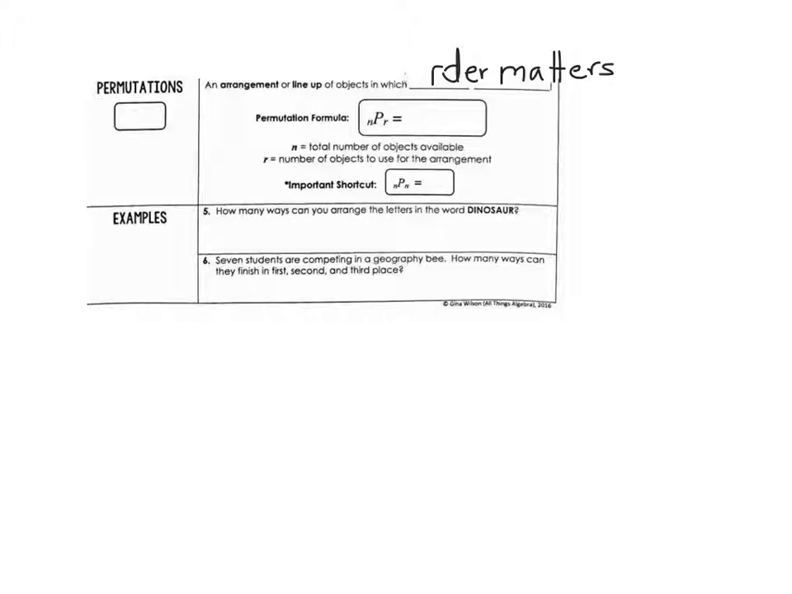Okay, there's a symbol for it. There's a formula too, but we're not going to use the formula. We're just going to use our calculator. But the symbol for it is this nPr that you see. n is the total number of objects available, and r is the number of objects that we use for this arrangement. All right, we are going to find that symbol in our calculators and solve using it instead of using the formula.